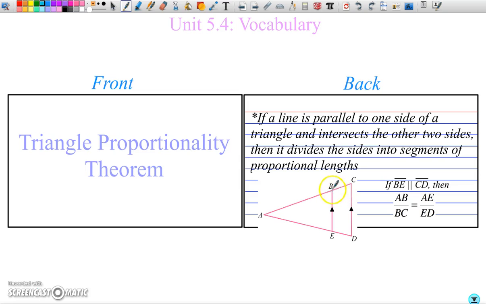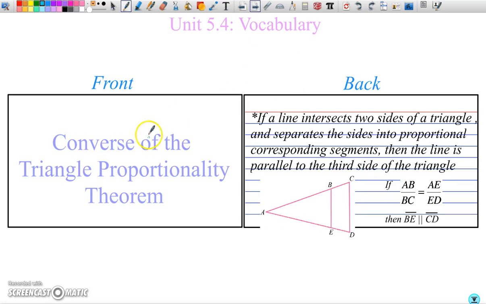All it basically says is if we have two lines that are parallel, and obviously it would have to go through the other side of the triangle, then what it does is it cuts these sides into proportional parts. So if I take AB and put it over BC, then that will equal AE over ED.